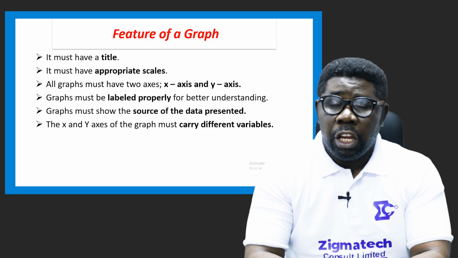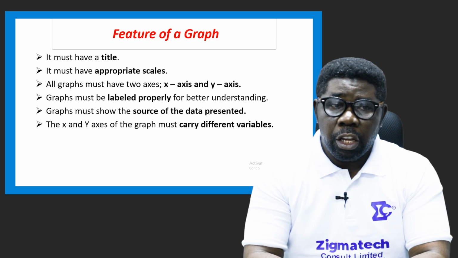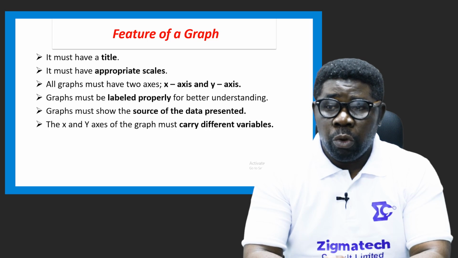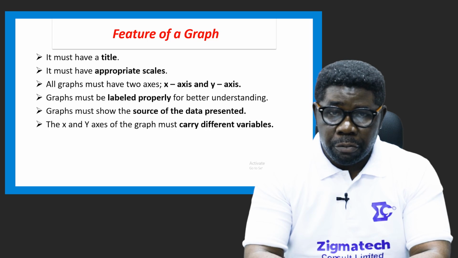Then graphs must be labeled properly for better understanding. You must tell us, is it a demand curve you're drawing there? Is it a supply curve? Is it a utility curve? Is it a production curve? Whatever it is, you must tell us exactly what you are drawing on the graph, okay?